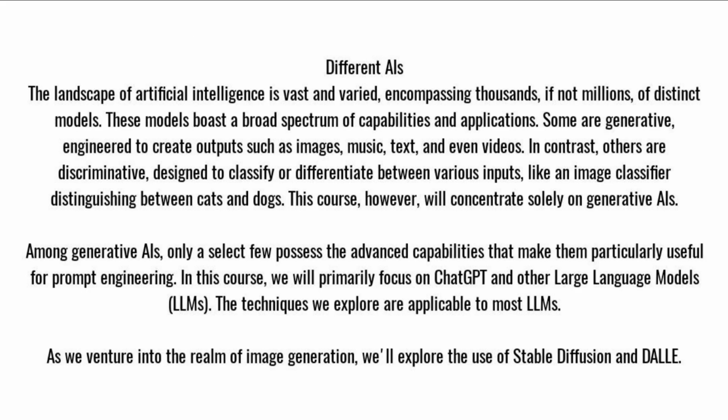Different AIs. The landscape of artificial intelligence is vast and varied, encompassing thousands, if not millions, of distinct models. These models boast a broad spectrum of capabilities and applications. Some are generative, engineered to create outputs such as images, music, text, and even videos. In contrast, others are discriminative, designed to classify or differentiate between various inputs, like an image classifier distinguishing between cats and dogs. This course, however, will concentrate solely on generative AIs.